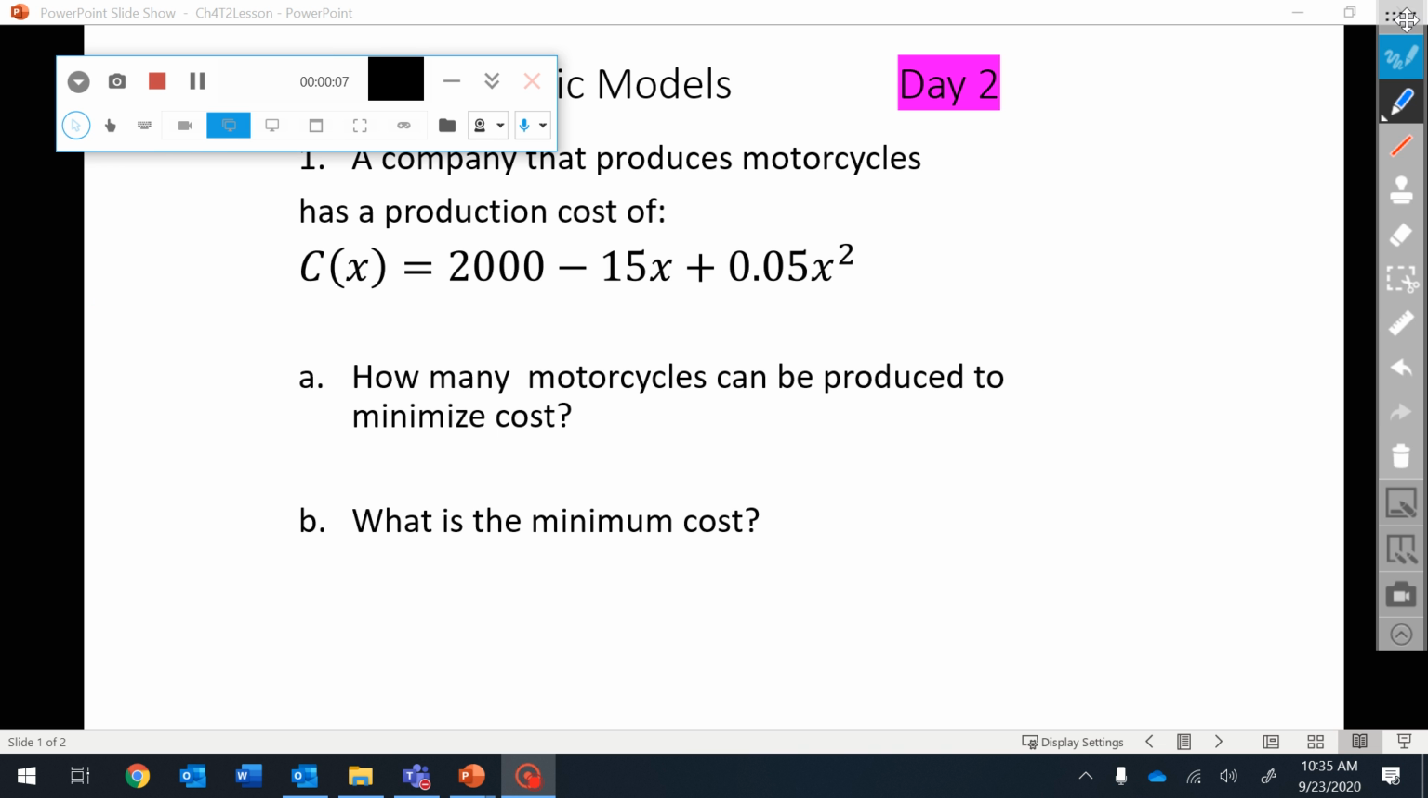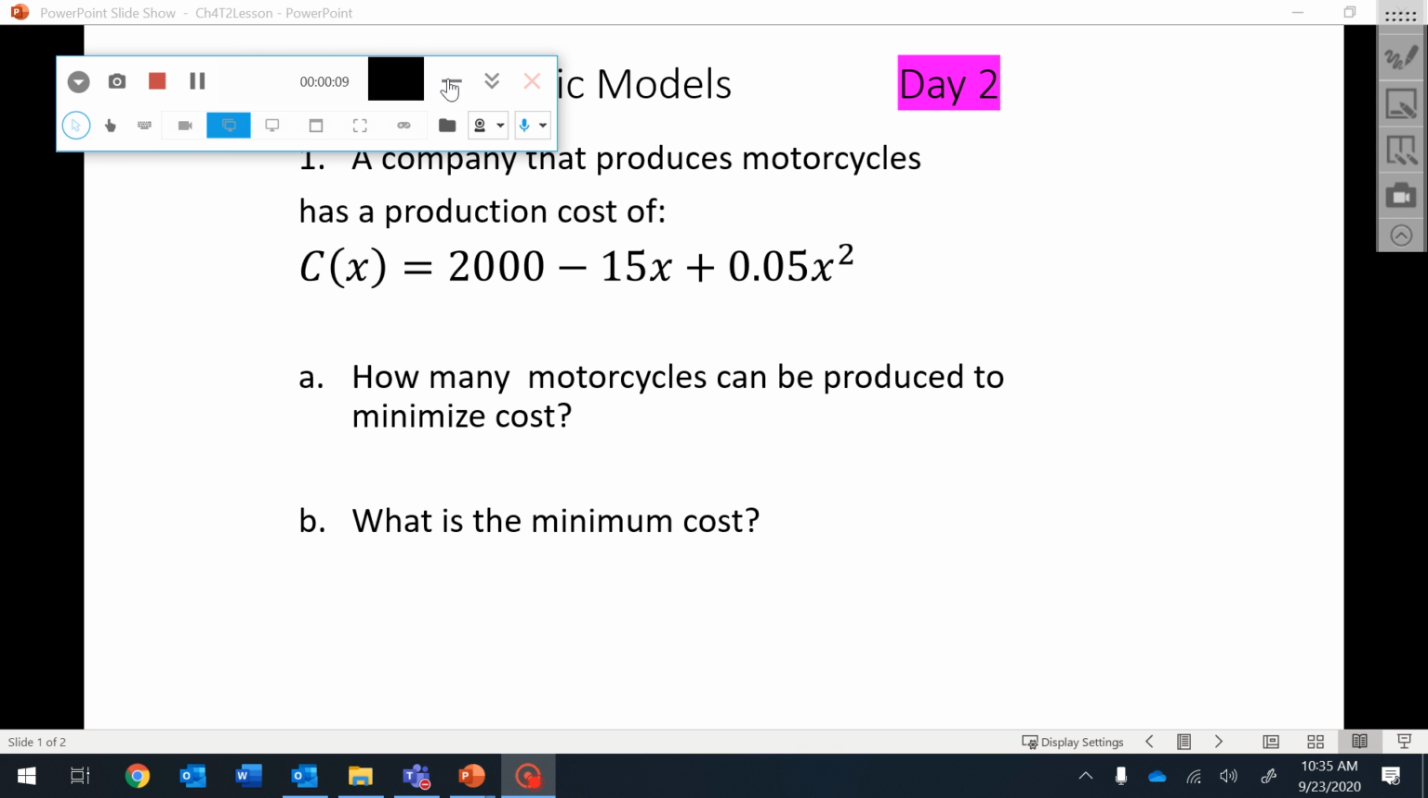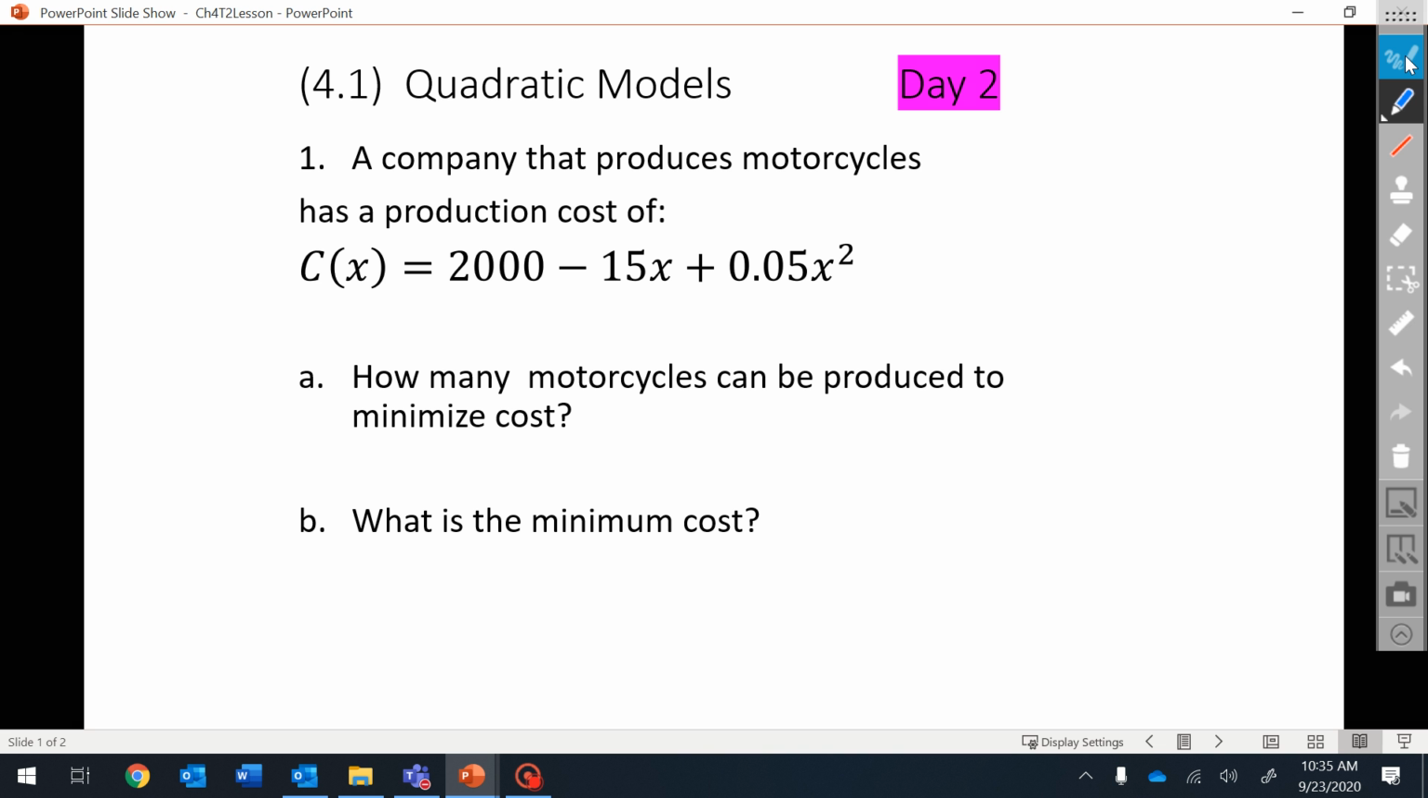Today we're going to look at how to model using quadratic equations. So we have a problem here. A company that produces motorcycles has a production cost of C of x equals 2,000 minus 15x plus 0.05x squared. It's important to keep in mind that C of x is cost and x is the number of motorcycles. It's going to help us understand and interpret the information that we're going to need here.